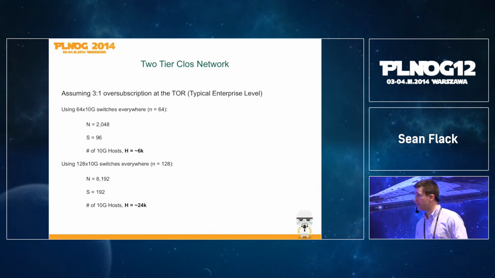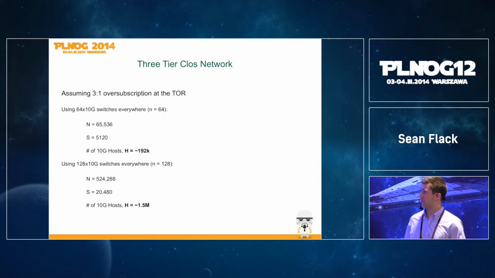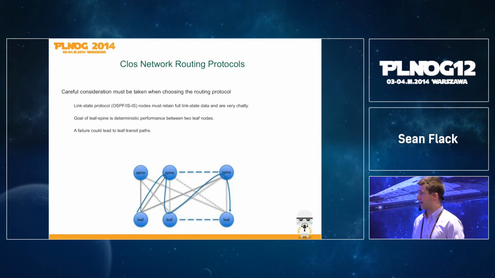Now, when it comes to the Clos network, how do we manage that many switches in the environment? We need to start considering which routing protocol to use. So careful consideration has to be taken, really. Link state protocols, OSPF, ISIS, could you imagine them running in that type of network with that number of switches? Things like OSPF and ISIS just don't scale because every node in the network must retain full link state information of every other node in the network. And it becomes very chatty.